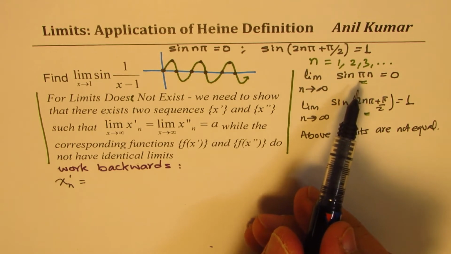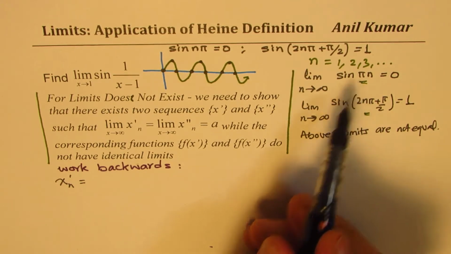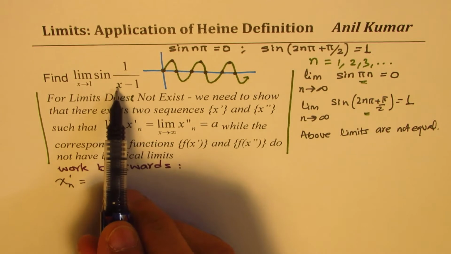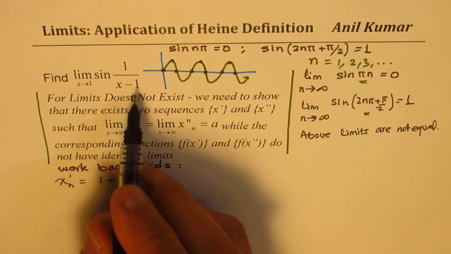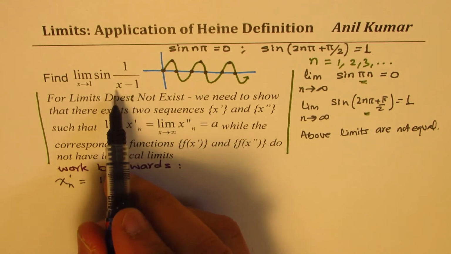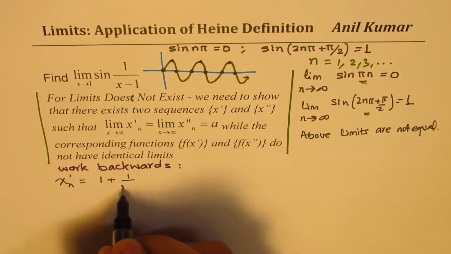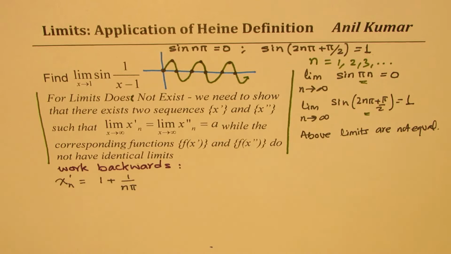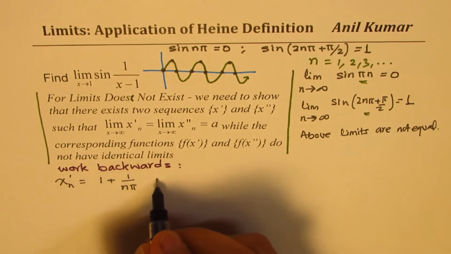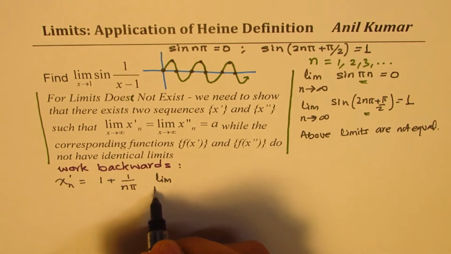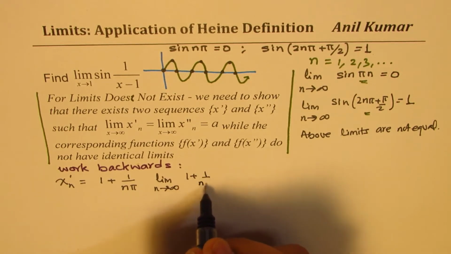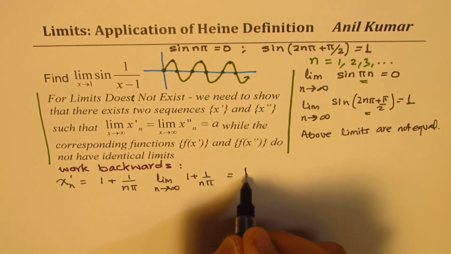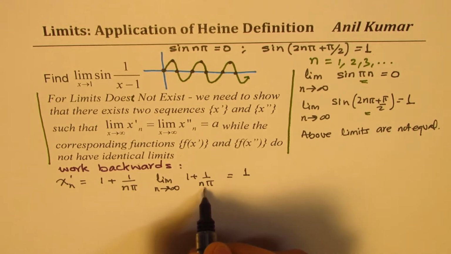So x_n could be what? Since we have denominator x minus 1, better is to write 1 plus. So 1 and 1 will cancel, and this is in the denominator. So 1 over n pi will be a good option. And what we also note here is that the limit as n approaches infinity for 1 plus 1 over n pi is actually equal to 1, since as n approaches infinity, the other term is 0.